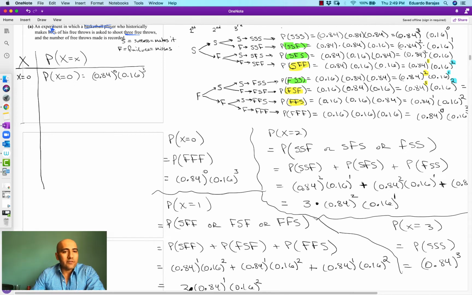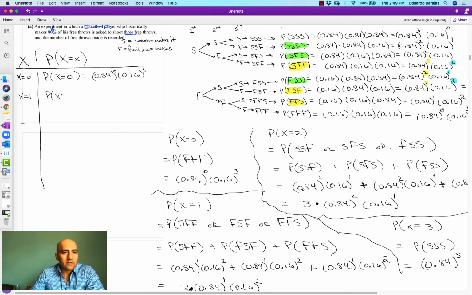0.14 to the power of 0. We know that any number raised to the power of 0 is going to be 1, so this really won't have an effect on our answer. Really, there are 3 copies of the failure, right? 0 successes means that there were 3 fails. That's what this means. And then the next one is going to be when x equals 1.